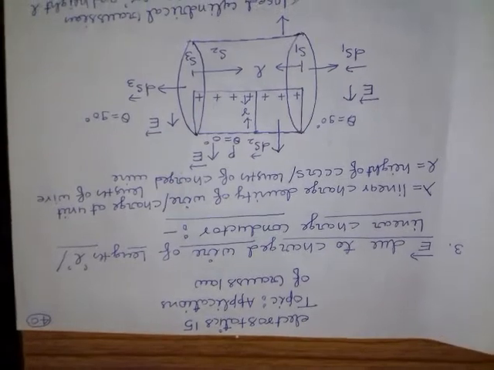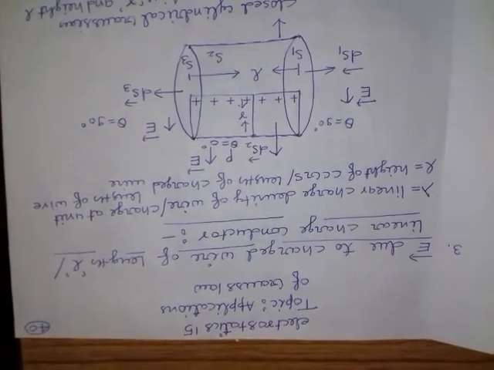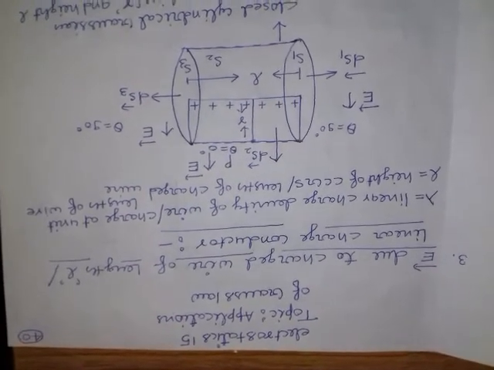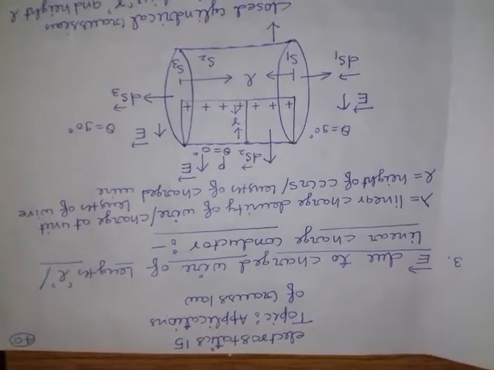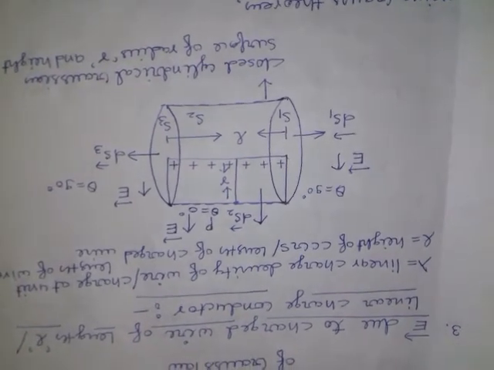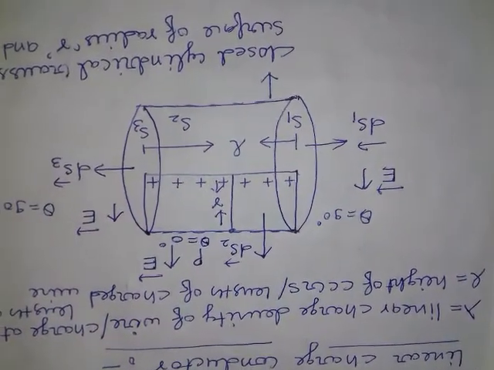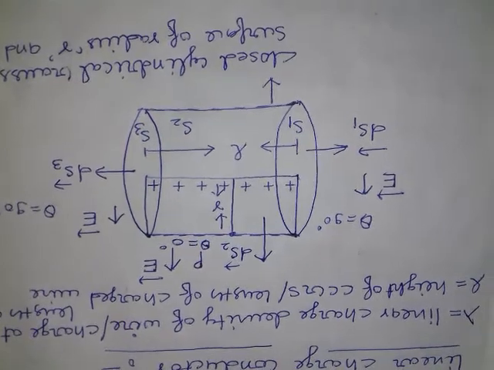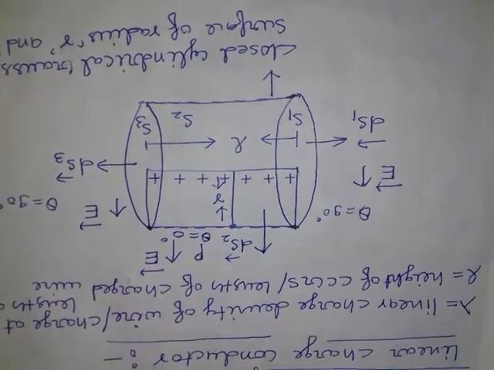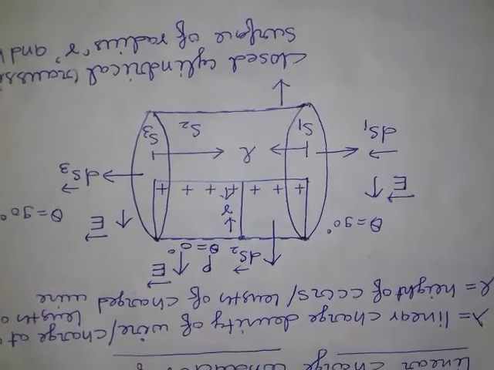Okay, today we will discuss the electric field due to a charged wire of length L, or linear charge conductor of length L. Here you can see the diagram. There is a charged wire of length L. Charge is uniformly distributed over the length of the wire, denoted by the positive sign.